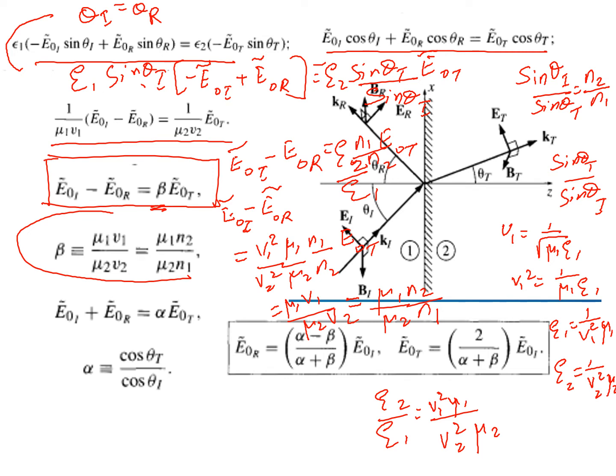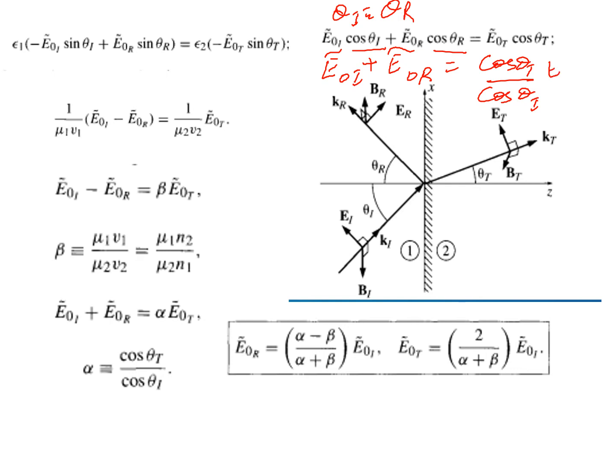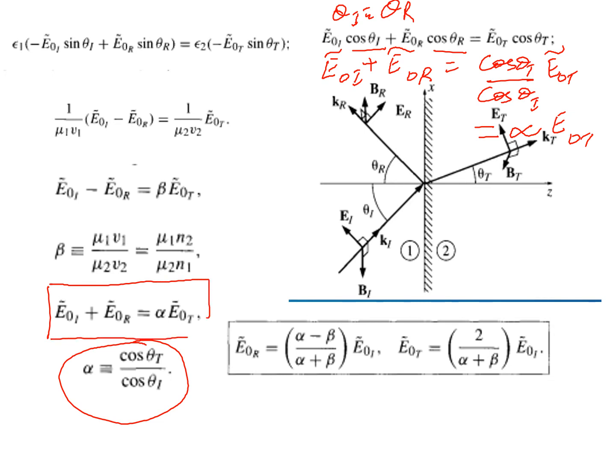Similarly, the same way we can write the next equation, that is the cos theta equation. Theta I and theta r are same. So similarly, in the second equation, the cos theta equation, we can also substitute theta I equal to theta r. So cos theta I you can take as a common factor. You will get E0I plus E0R equal to cos theta t divided by cos theta I times E0t, and this can be replaced by alpha times E0t. What is alpha? Alpha is cos theta t divided by cos theta I. So we got the next equation, E0I plus E0R equal to alpha E0t.